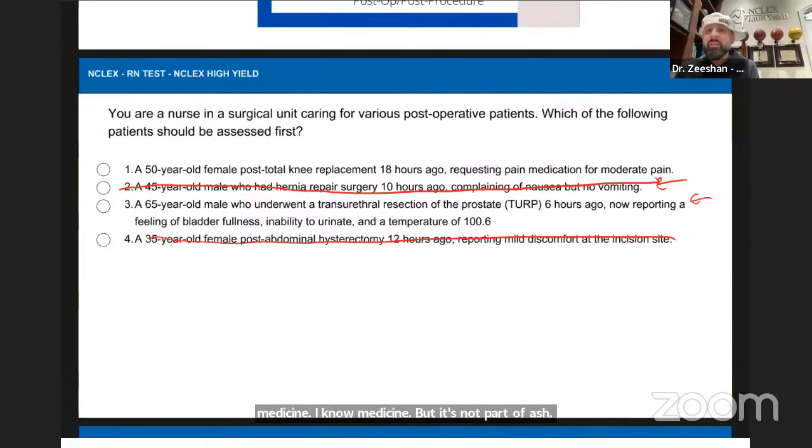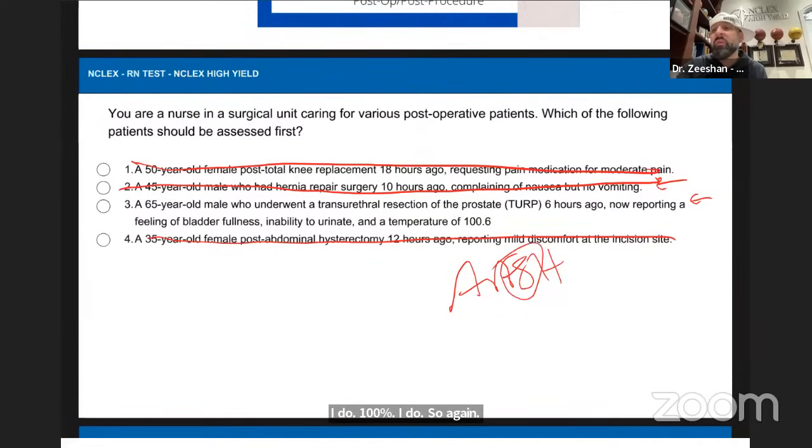I'm sitting pretty. 65-year-old male who underwent that TURP, or a 50-year-old female post TKR. TKR is what? Total knee replacement. 18 hours ago. Again, look at that word. Requesting. Look at the word moderate. Do you think I use these words for a reason? I do. 100%. I do. So again, we found one of ASH. We found sepsis. Simple. Every single word.